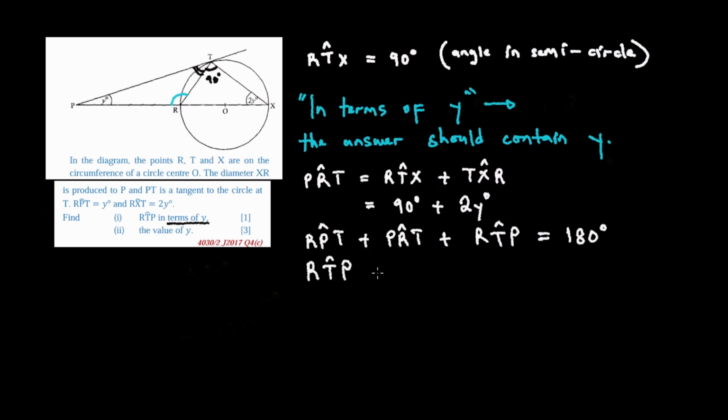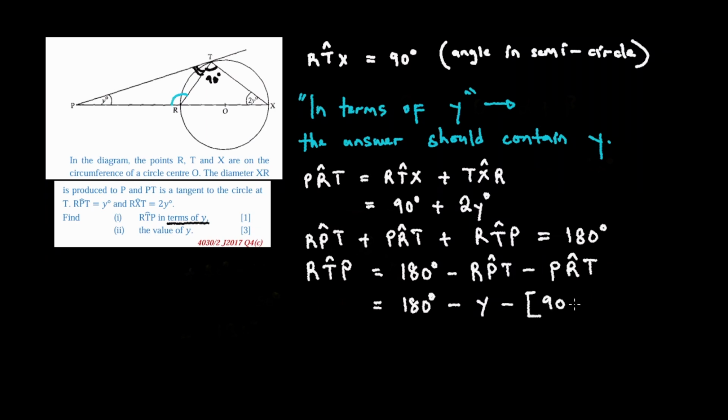Kura tichadzinga zvimwe zvese zvoenda ku right hand side, yova 180 degrees minus RPT minus PRT, like that. So this is equal to 180 degrees subtracting. What is RPT? Saka RPT ndi y. Subtracting, what about PRT? PRT ndio yatacalculate panapa tikaona kuti ndi 90 degrees plus 2y. But what's important panapa is we should put the value of PRT inside brackets.